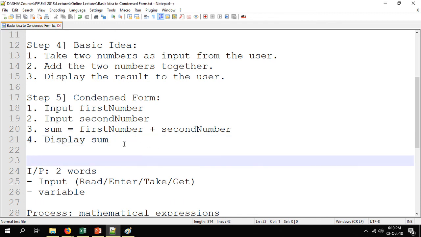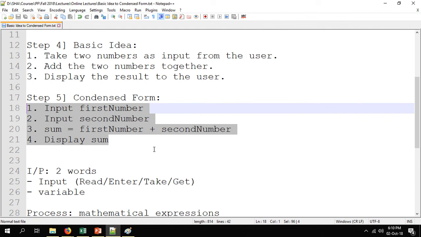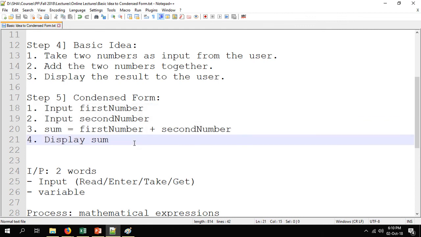So this step will look like this. That's it. This is the condensed form ready for you. And next step, we'll see what should be the next step. That's all about the condensed form.